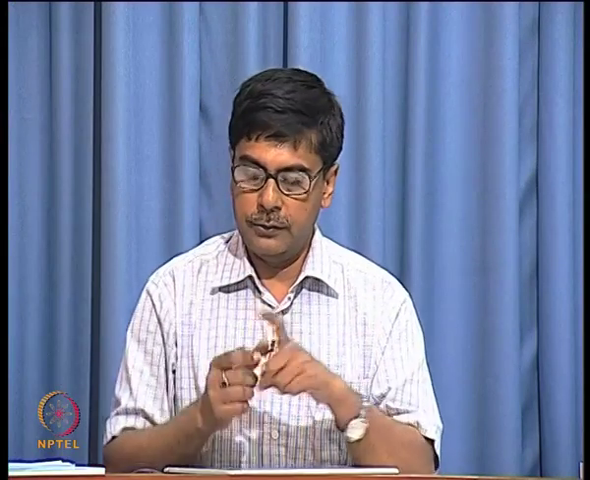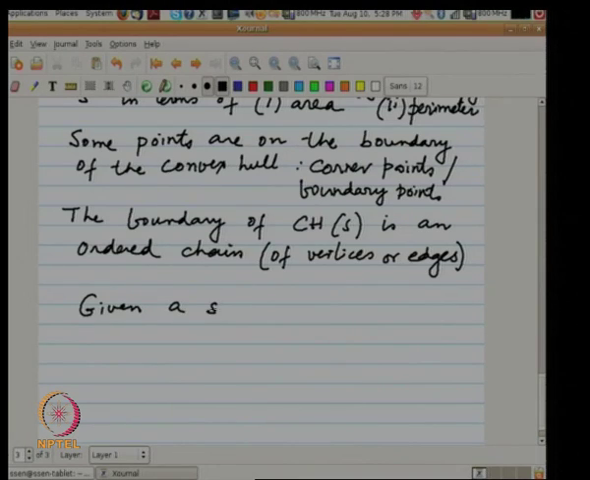We will probably discuss a little bit about that, but right now let us focus on the two dimensional convex hull. So, how do we construct a two dimensional convex hull? Given a set of points, the algorithmic question is: given a set S of n points, how do we construct CH of S?